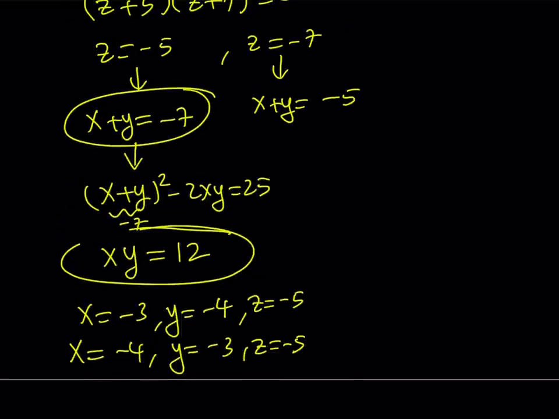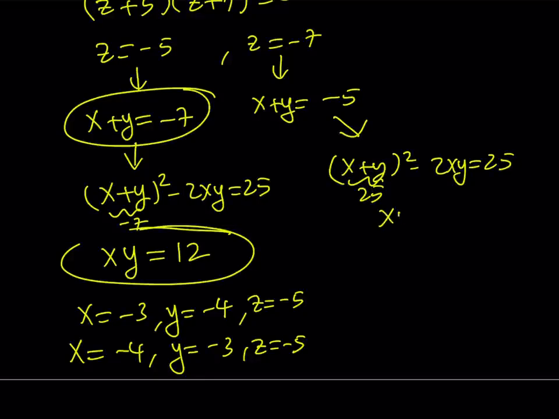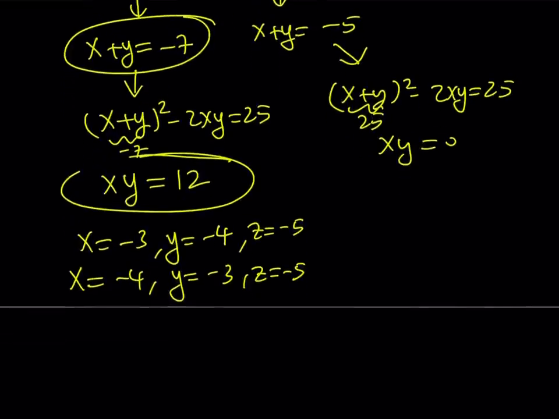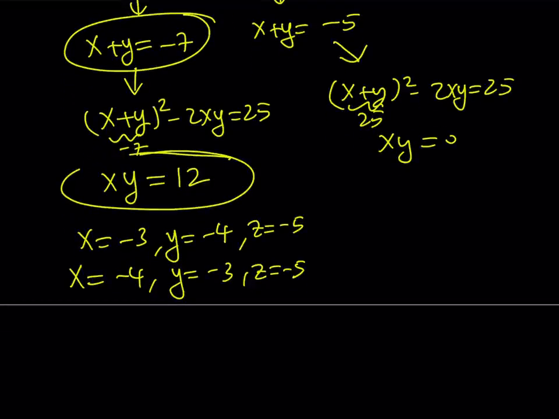Remember that. So we can basically write them like this. And from this scenario, we get x plus y quantity squared minus 2xy is equal to 25. x plus y is equal to negative 5, which is squared. That becomes 25. So xy becomes 0. And this means that either x or y is 0, but not both, because their sum is not 0.